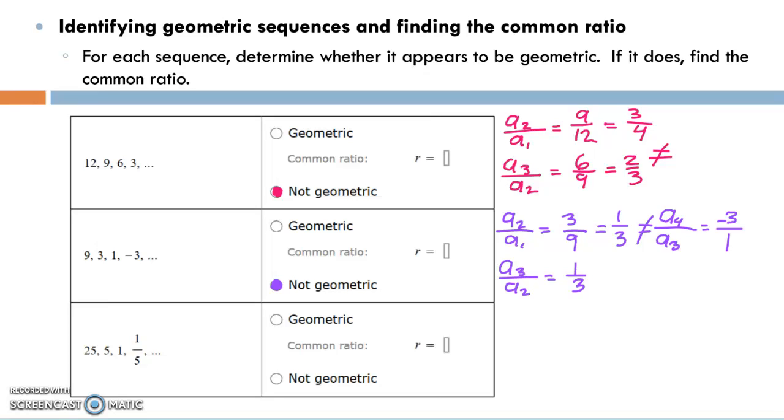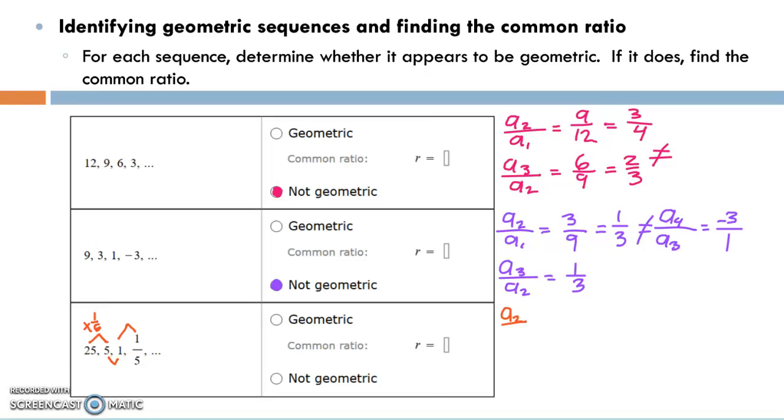Now, for this next one, you could do this a few ways. You could see, hey, I'm multiplying by 1/5. Do I multiply by 1/5 to get from the first term to the second term? From the second term to the third term? Yes. Do I multiply by 1/5 to get from the third term to the fourth term? Yes. So I'm going to guess it's geometric, but let's go ahead and prove it's geometric over here.